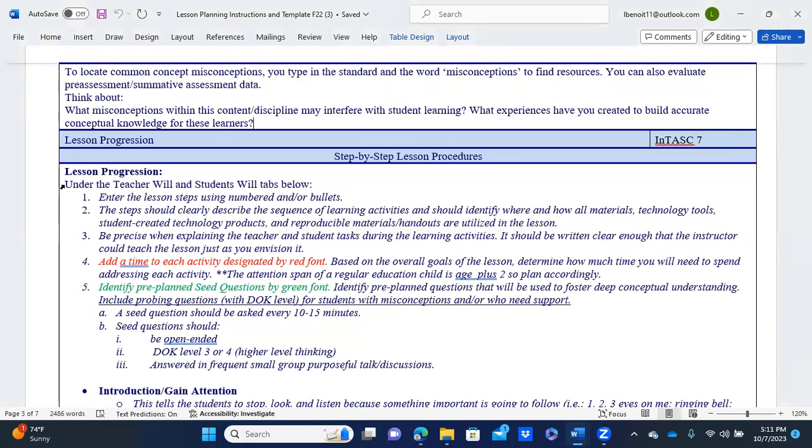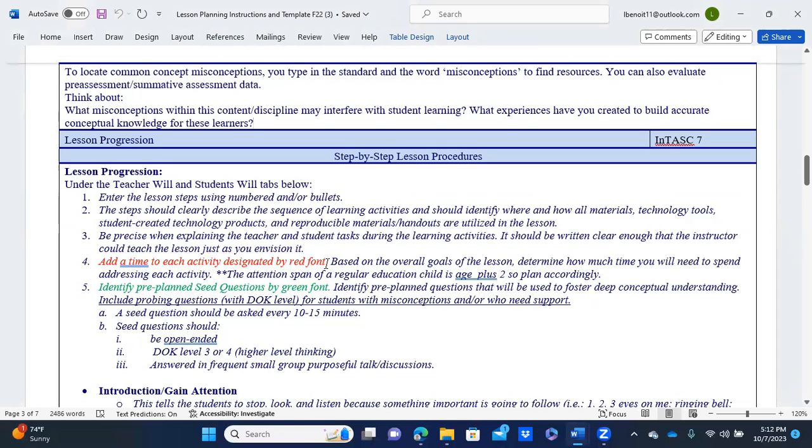The steps should clearly describe the sequence of learning activities and should identify where and how all materials, technology tools, student-created technology products, and reproducible materials and handouts are utilized in the lesson. Be precise when explaining the teacher and student tasks during the learning activities. It should be written clear enough that the instructor could teach the lesson just as you envision it. Add a time to each activity and designate it in red font.